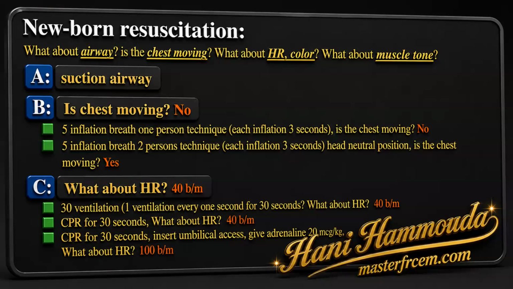30? You mean 30 or 5 inflation? Sir, after LMA, 30 ventilation. 5 inflation. 5 inflation. Okay. After that, is there any chest rise? Yes. Okay. What is the heart rate now?